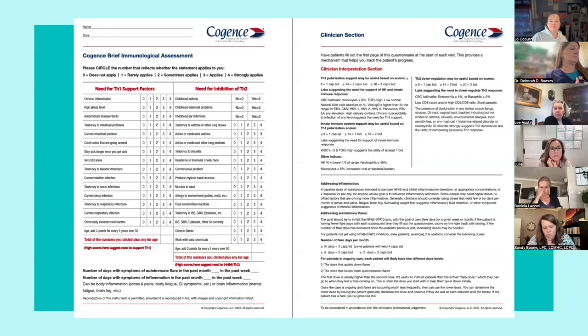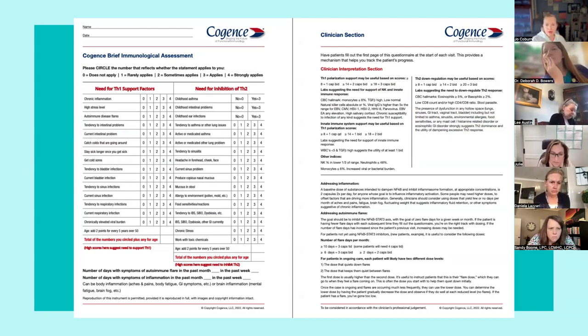This is one of the tools. I have found it in some cases to be insightful. This helps you figure out whether there's a TH1 or a TH2 dominant situation. It's a tool that you can get for free from Cogents. But the only way to really figure that out is through symptoms. Sometimes there's a clear pattern, but other times you're just left scratching your head.